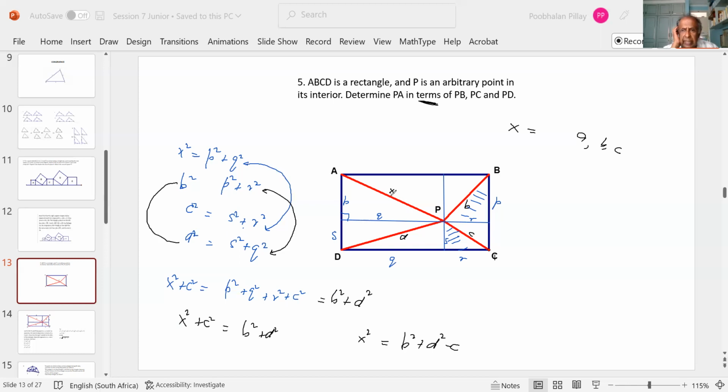Actually, we needed to find X in terms of B, C, and D. That's P, A, P, C, P, D, B, C, and D. And this is exactly what I've got. So X squared is equal to that. So that solves the problem because X itself will be equal to the square root of that. So it's a rather complicated looking problem because there are so many unknowns here.